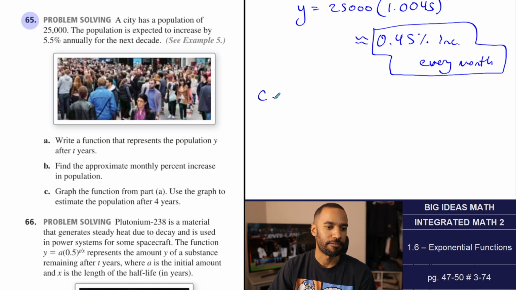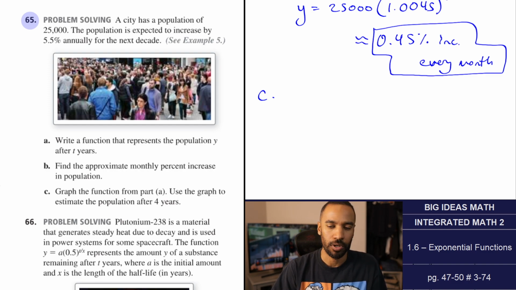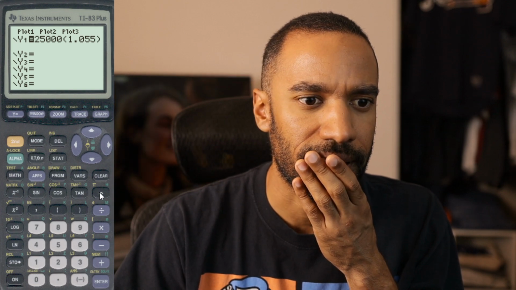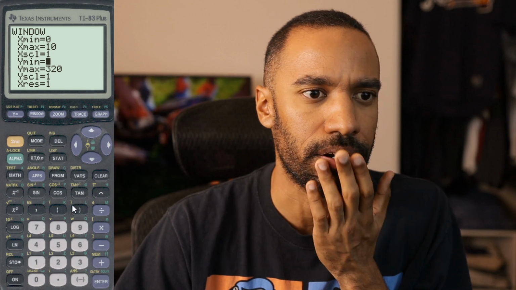Okay, in part C, graph the function from part A. Use the graph to estimate the population after 4 years. I'm not going to draw a graph, but I will bring up the one that's on the graphing calculator. I'm past 2 hours, so I'm just going to go to that. So we're going to do, which one do they want? From part A. So 25,000, times, I need to get a good window range here, 1.055 to the x power. This uses an x. And I need my window range to go up quite high here. How do they do this? For the next decade. So I'm going to go for the 10 years. They asked for the next decade.